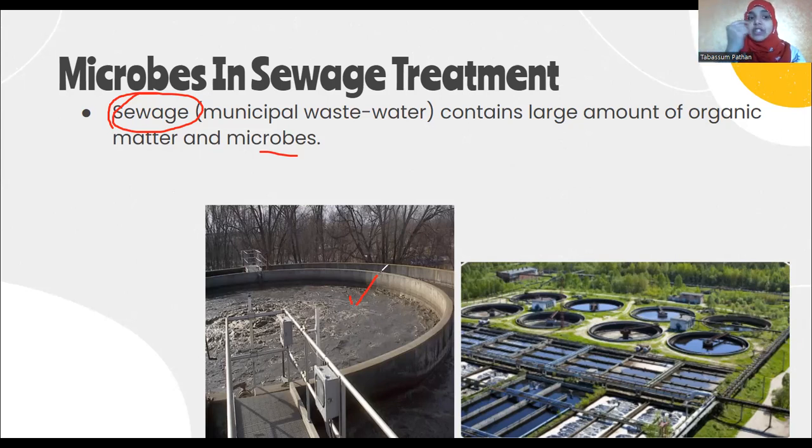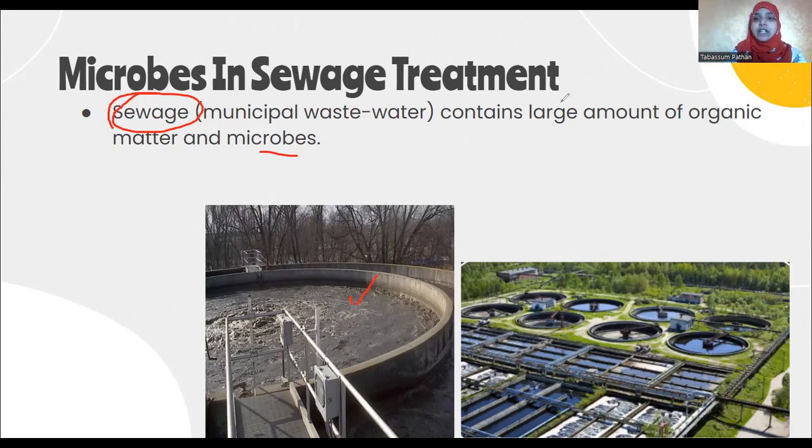So this organic matter has to be reduced, the microorganism load has to be removed, and toxic microorganisms which are capable of causing disease, everything has to be removed. So the treatment needs to be given to this water before letting it release into water bodies like lakes or ponds in the outskirts of the city. It has to be treated properly, and this treatment is known as sewage water treatment.